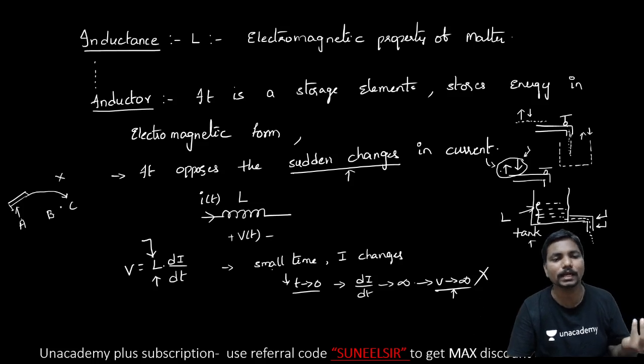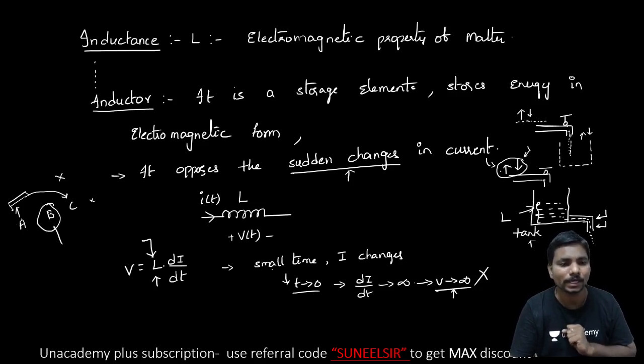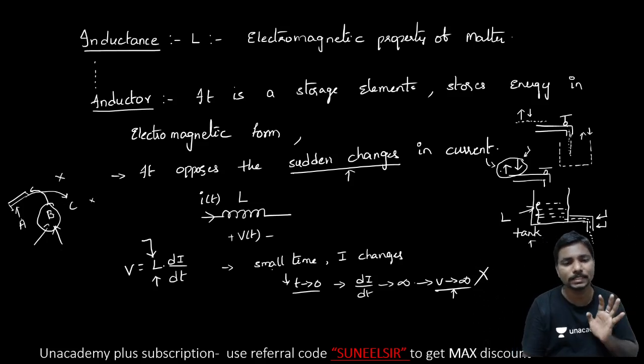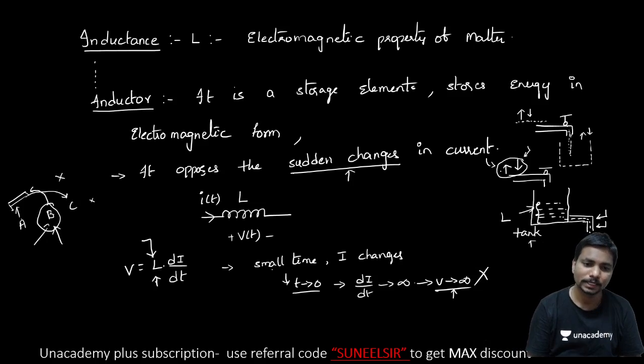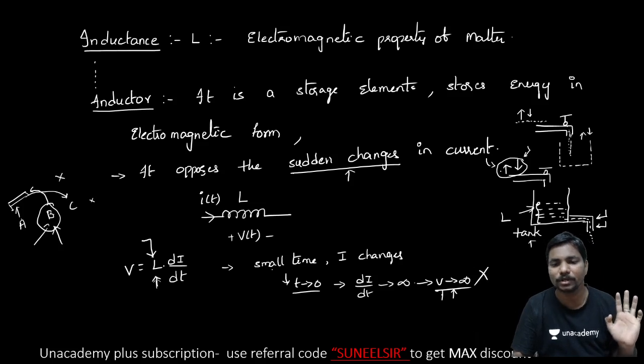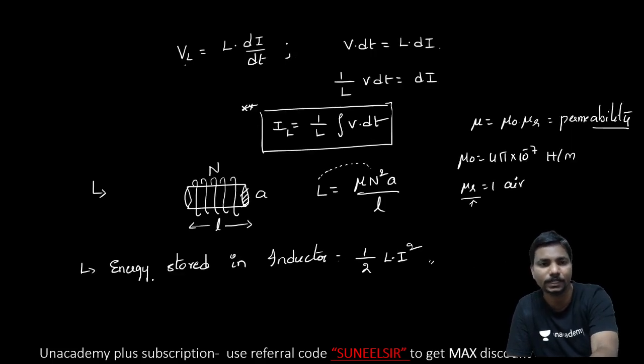If A has not killed C, it is because C is not the one opposing. Only one person is there, which person? B. B is opposing the killing of C. Am I correct? Here only one person, B, opposes the killing of C. So here it is the same: only one element, the inductor, opposes sudden changes in current. That's why we are not getting the voltage as infinity.